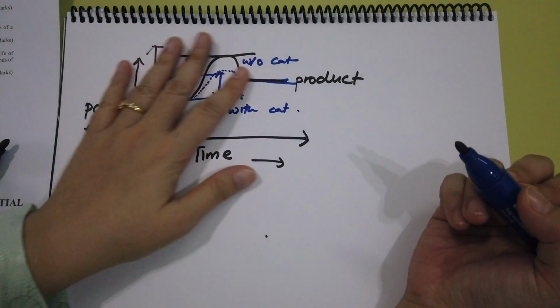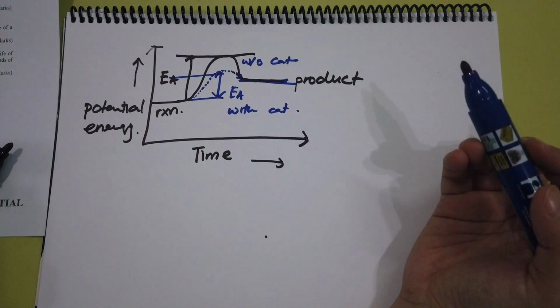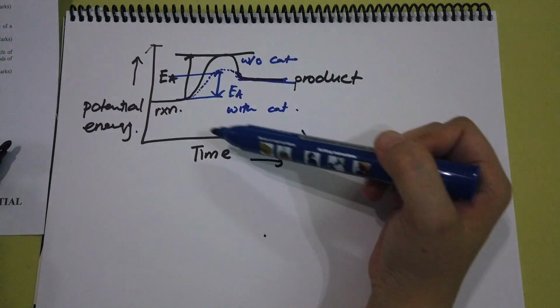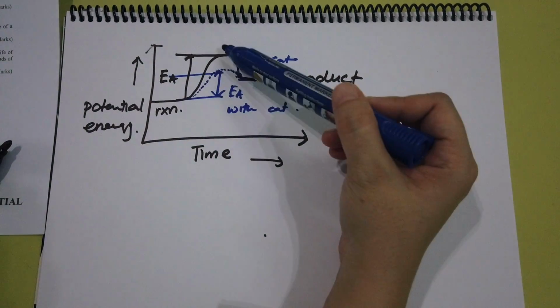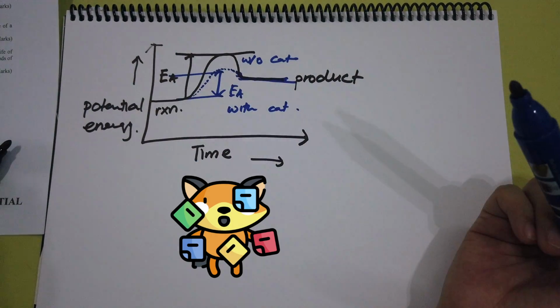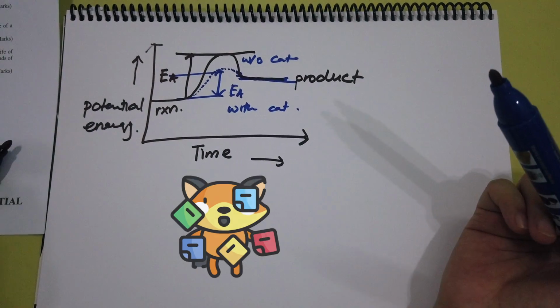So if you can draw this, if you can illustrate this, the marks will be given. If you have the correct axis, that is one point, and the correct curve for each is one point each. So this illustration will give you altogether 3 marks.